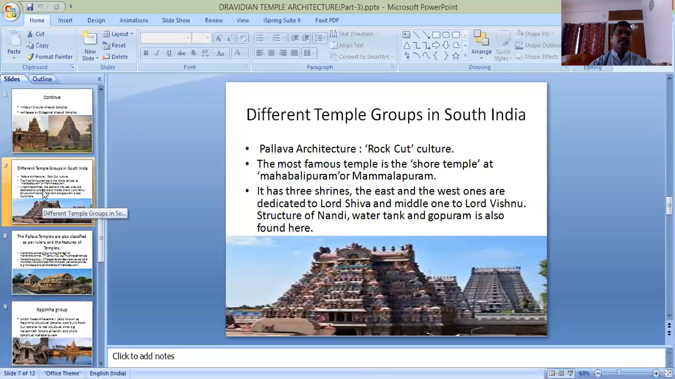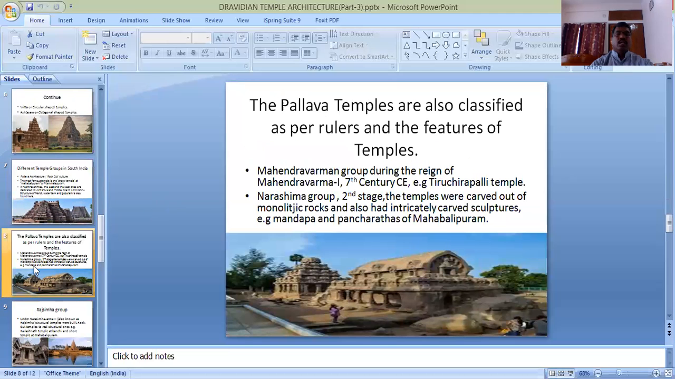And the different temple groups in South India, which are mentioned here, and the Pallava temples are also classified as per rulers and the features of temples. So the Pallava temple architecture is also classified as per rulers and the features of temples.